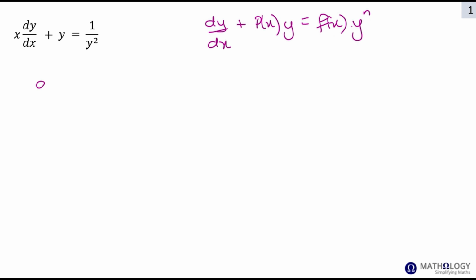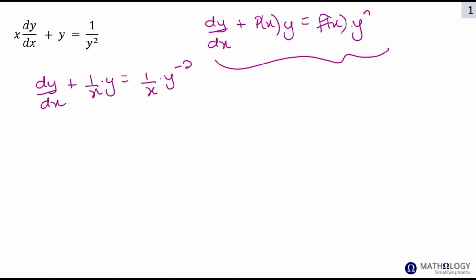So the first thing we're going to do is divide through by x. So dy/dx plus 1 over x times y equals 1 over x, and 1 over y squared we're going to write as y to the minus 2. This is now in that standard form. So p of x is 1 over x, f of x is 1 over x, n is clearly minus 2.